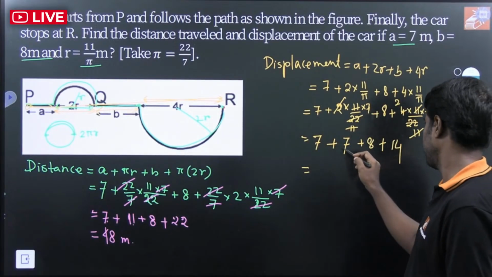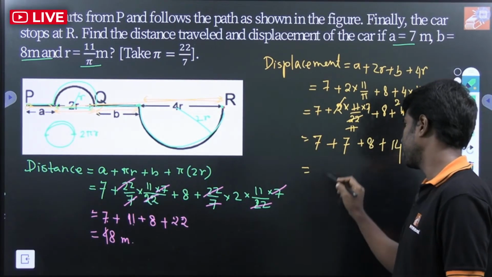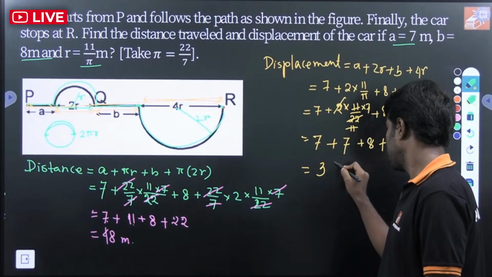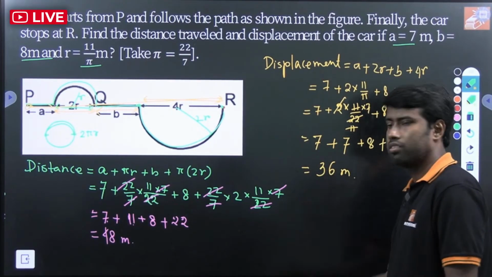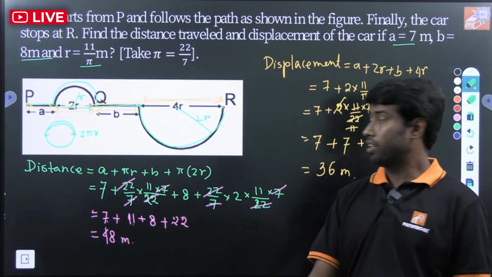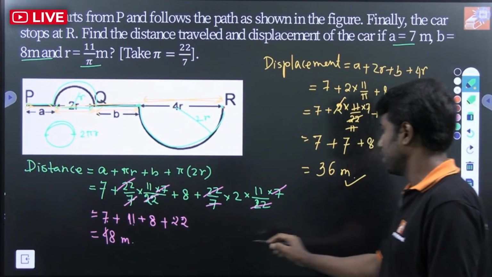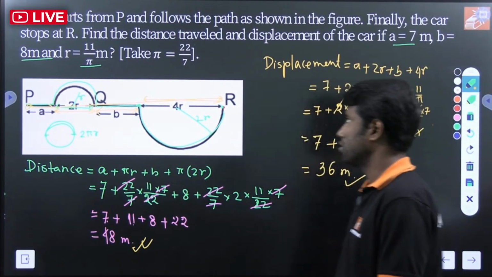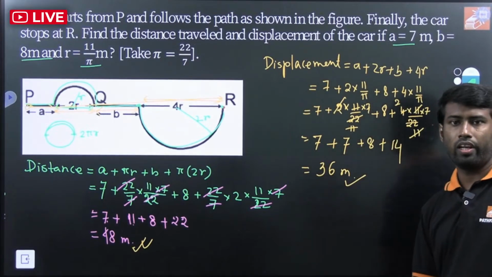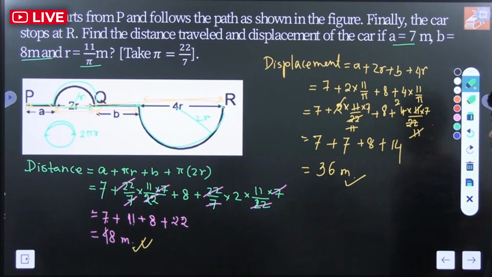7 plus 7 is 14, plus 14 is 28, plus 8 is 36 meter. So our displacement will be 36 meter and distance will be 48 meter. This is the answer. So chalo, let's go to the next question.